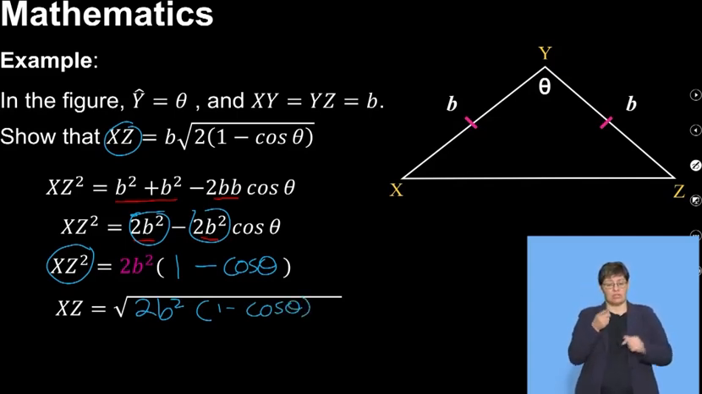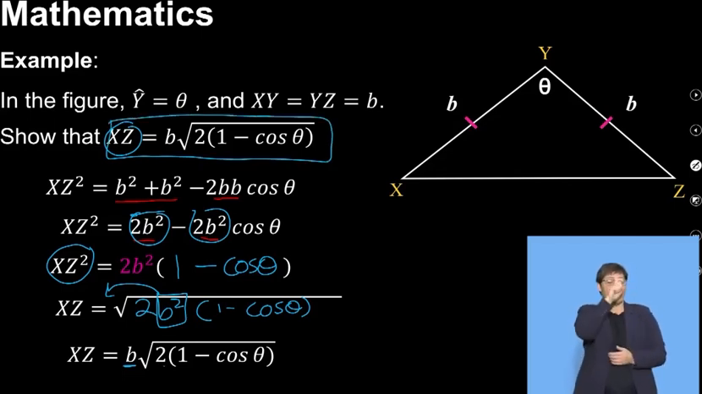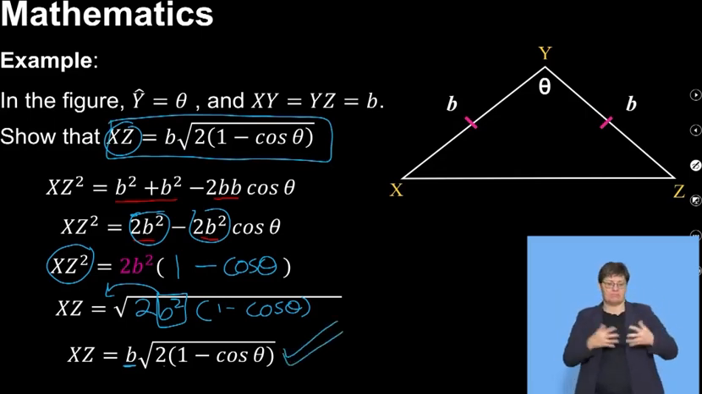Now, if you look at this expression, I could take this b squared out of the square root, and what will I be left with? It will come out of the square root, and the square root of b squared is simply b. So if I write that out now, I'm going to end up with that b coming out here, and I'm going to be left with 2 and the bracket, which is 1 minus cos of theta. Let's go back and see what they asked us to prove. They wanted us to prove that xz is equal to b square root 2 brackets 1 minus cos theta, and that's exactly what we've proved.